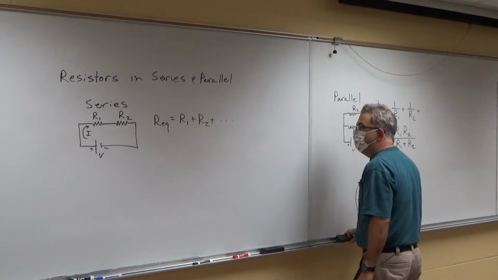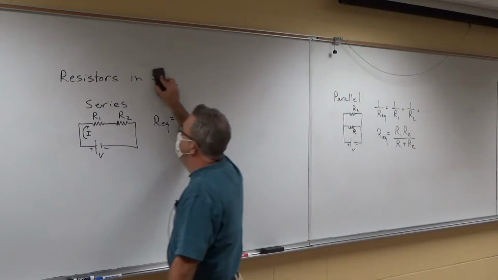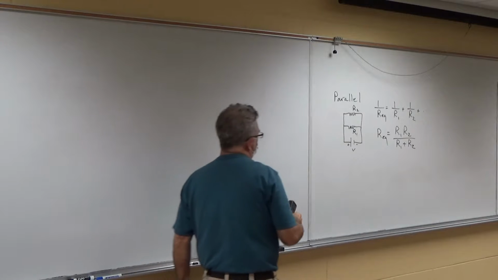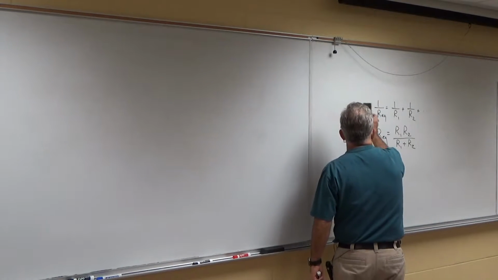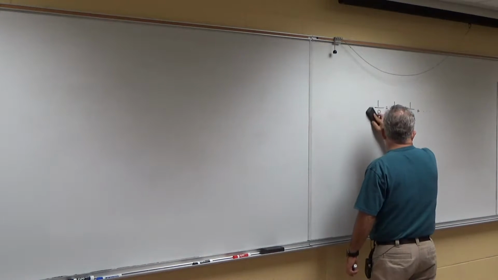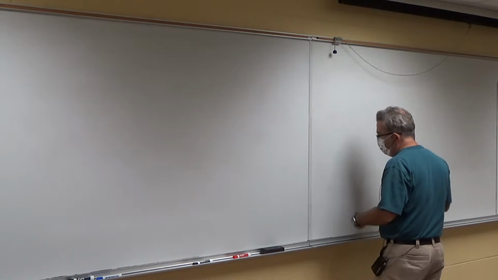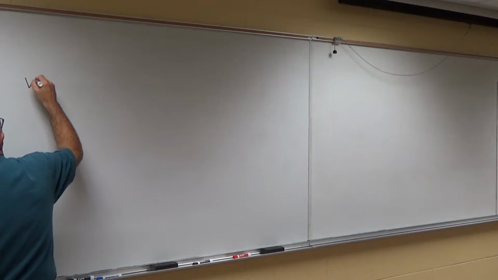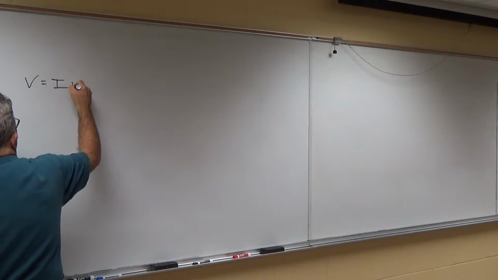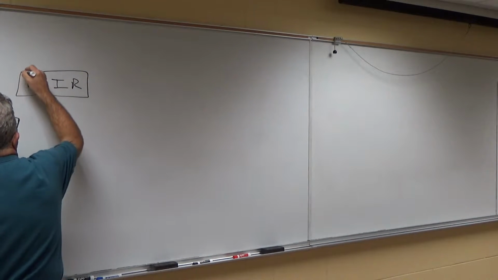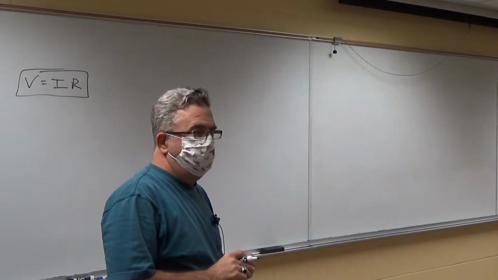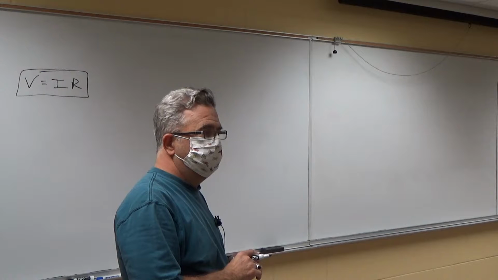So let's look at a combination circuit. This is the same thing we did with capacitors. We're going to reduce till we find an equivalent resistance, and then work backwards using Ohm's law, which is V equals IR. That's Ohm's law. We're going to work backwards using Ohm's law, find all the currents and voltages. Okay?